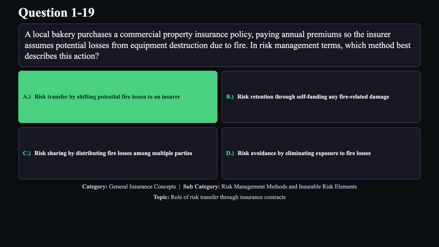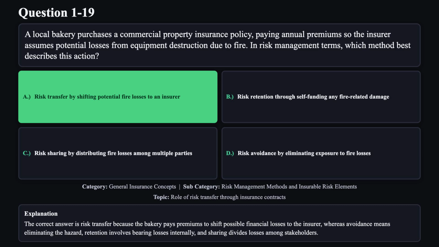The correct answer is A. The correct answer is risk transfer because the bakery pays premiums to shift possible financial losses to the insurer. Whereas avoidance means eliminating the hazard, retention involves bearing losses internally, and sharing divides losses among stakeholders.